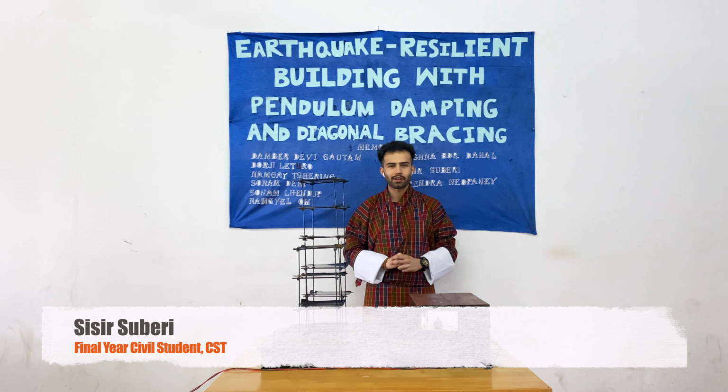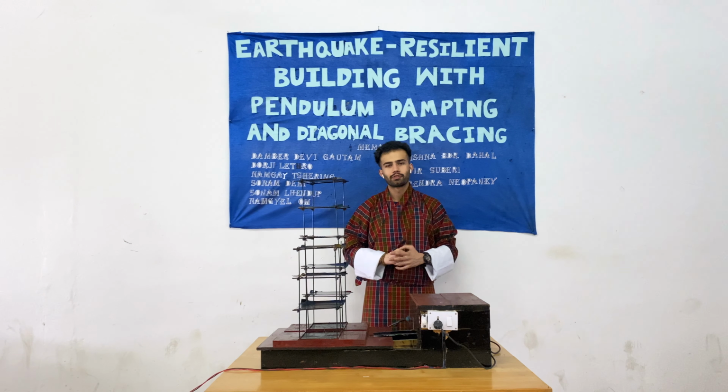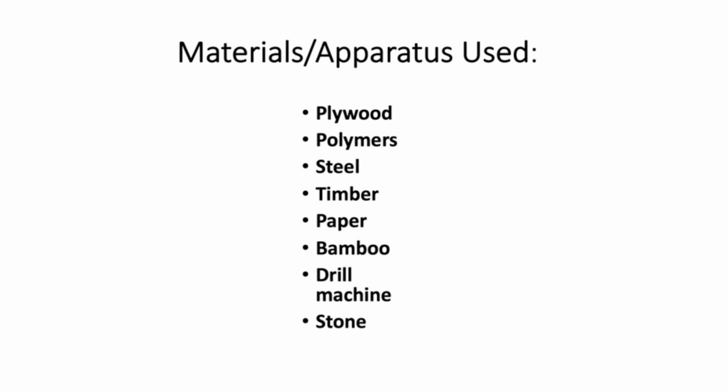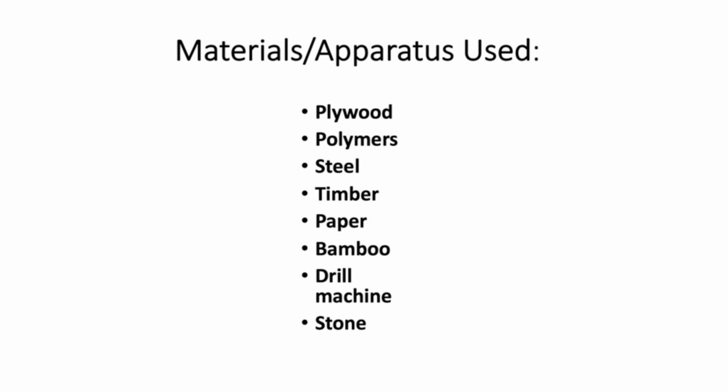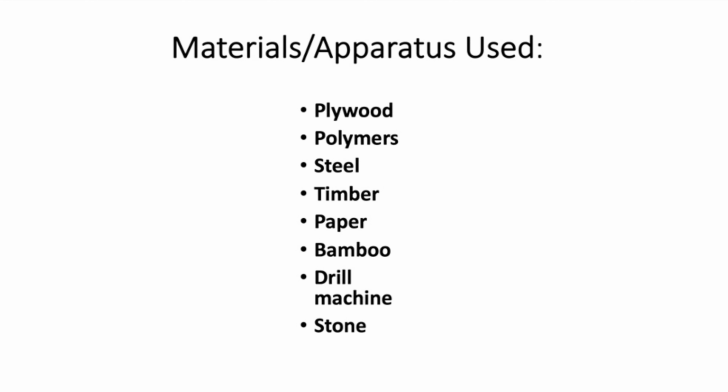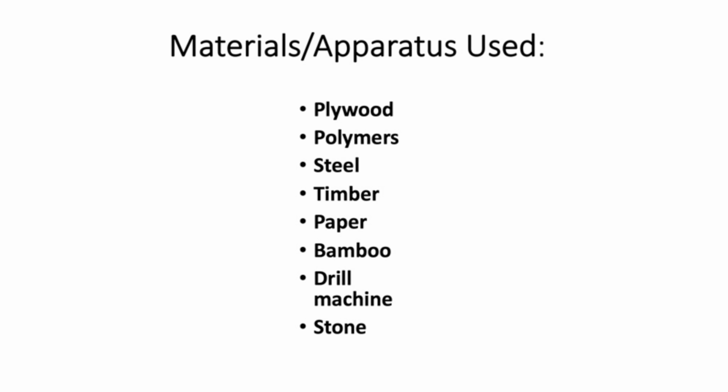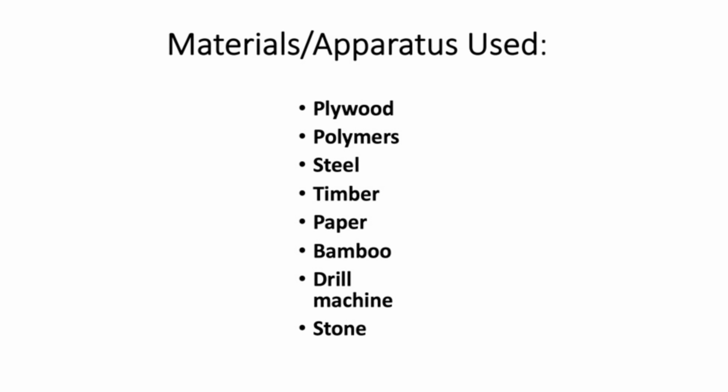First of all, let us talk about the materials that have been used for the construction of the model. These are some of the materials and apparatuses used in the construction of our model. Plywood is used for the construction of the shake table. The shake table is an instrument which is used to induce experimental earthquakes for testing purposes.